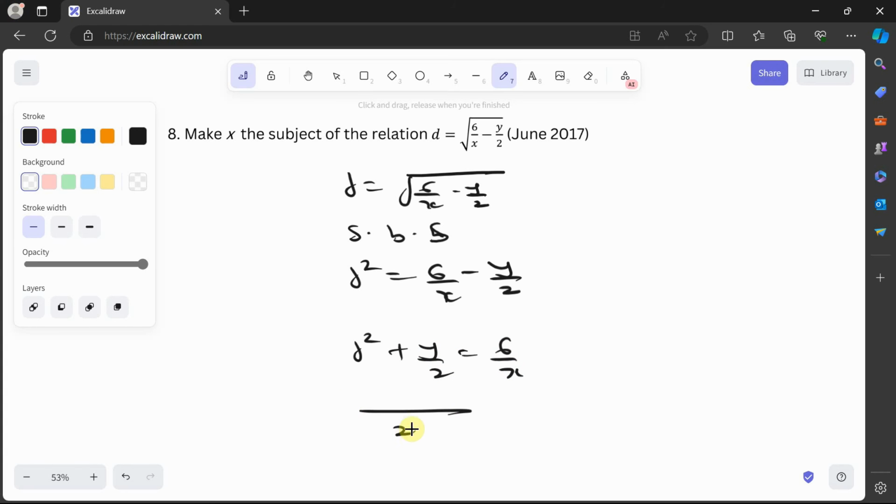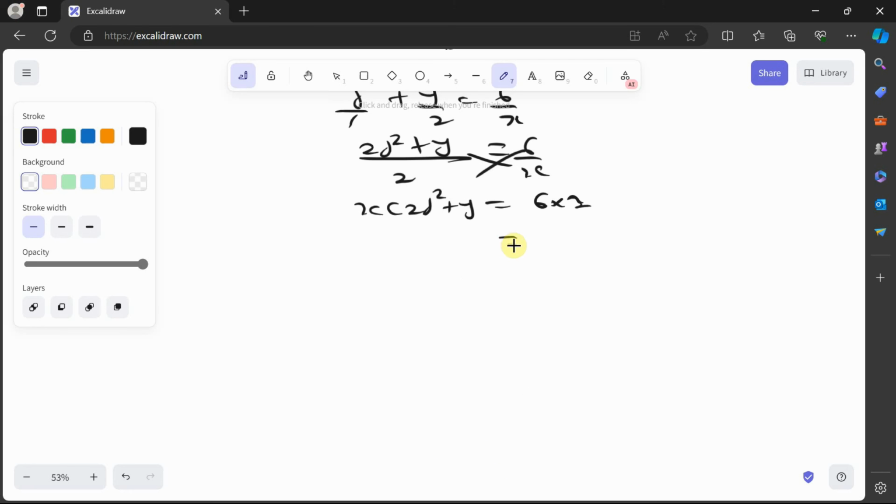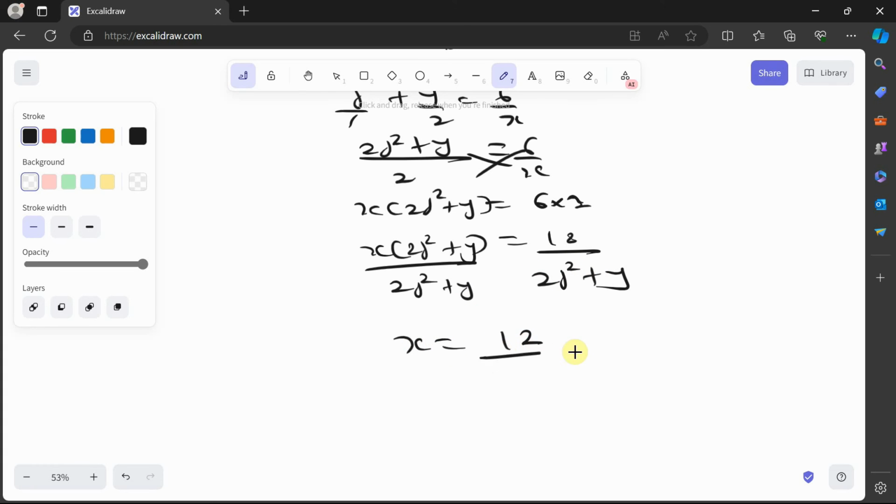So let's do the LCM. 2 in 1 is 2 times D is 2D squared. 2 in 2 is 1 times y is y. 6 over x. So let's cross multiply now. So this is x open brackets 2D squared plus y is equal to 6 times 2, and 6 times 2 is 12. So this is x open brackets 2D squared plus y. If I divide both sides by 2D squared plus y, our x should be able to stand alone. So our x is equal to 12 all over 2D squared plus y.